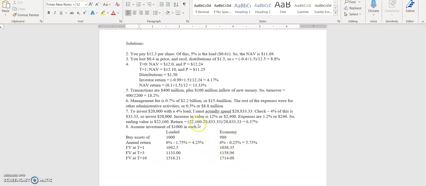Okay, so this is basically how you can compare investments with different types of fees, different loads, different expense ratios, and so on, depending on what your investment horizon is going to be. So hopefully these examples have given you a good idea as to how mutual funds work, what are the different costs involved, how to take into account all the different fees, the costs, how to calculate the NAV, how to calculate the investor return, and so on. Okay, so please make sure you work through all these problems.